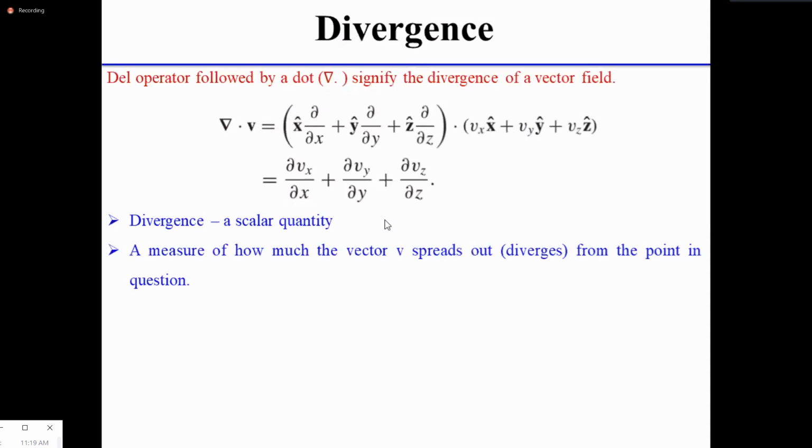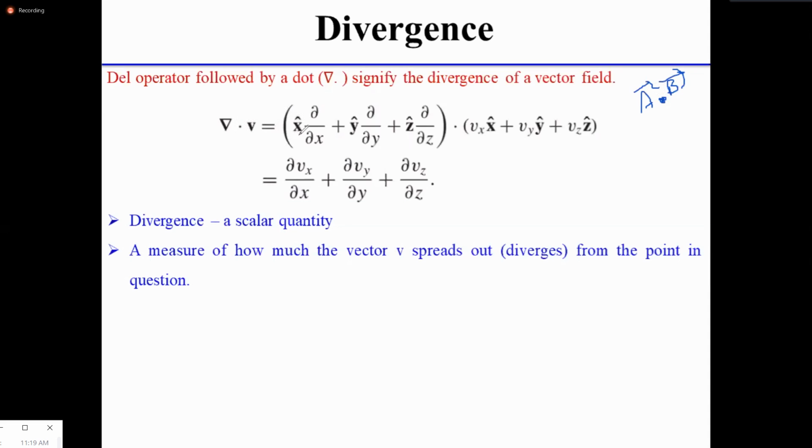Okay, so next thing that I'm going to define here is divergence. So what is divergence? Divergence of a vector function or a vector field B is given by del dot B. So it is like a dot product of two functions. Dot product of two vectors is given by vector A dot vector B. In the same way, instead of vector A, we have the del vector here.